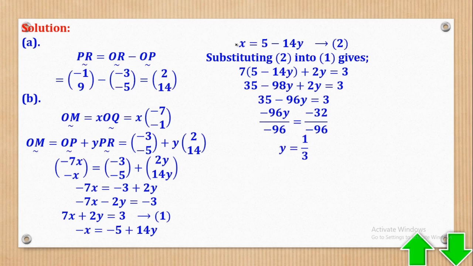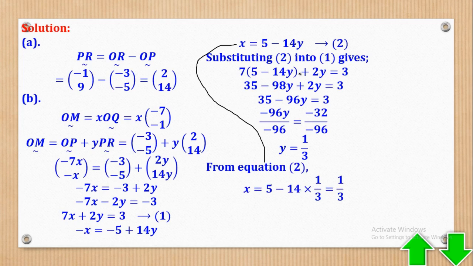Now to get the value of X, I'll substitute for Y in that equation 2. So from equation 2, X will be equal to that. Where there is Y, I put there 1/3. So when I use a calculator, I'll come up with X being equal to 1/3. So basically those are the values they wanted. They want the values of X and Y in part B.